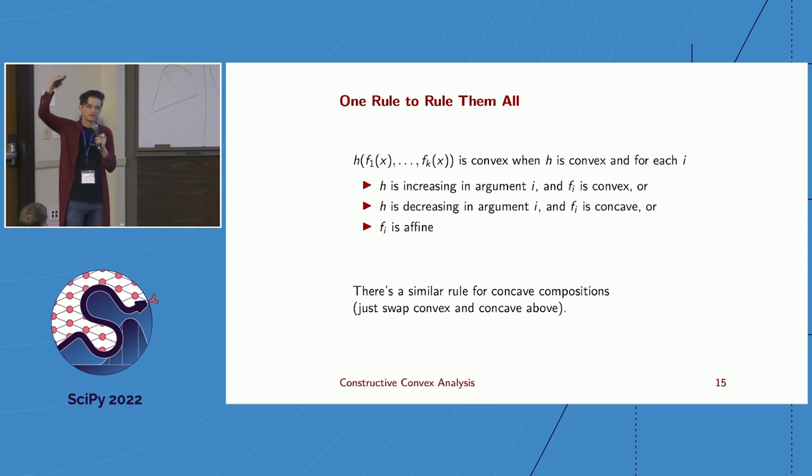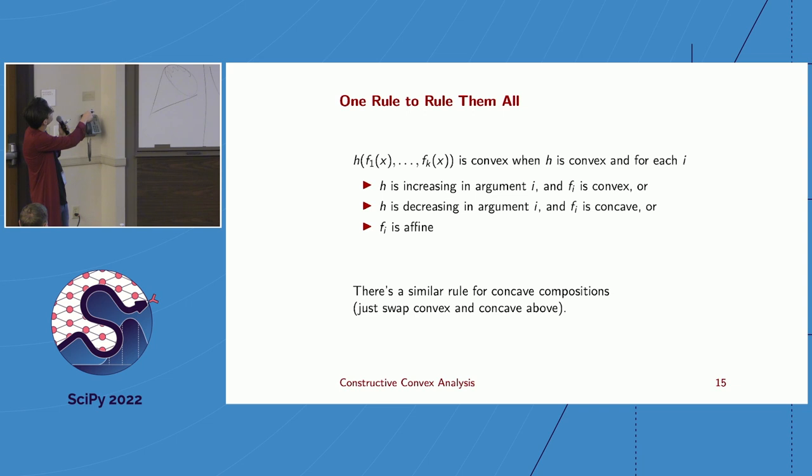I presented a list of rules on the convex calculus slide. Personally, that is how I learned to show that something is convex, with that handful of rules. But if you're clever about things, you really only need one rule. If you have a convex function h, you can compose it with other functions f1 through fk. If h is increasing in its ith argument and fi is convex, then that part of the composition is good to go. Whenever h is decreasing in its ith argument, if the corresponding fi is concave, again, you're good to go.